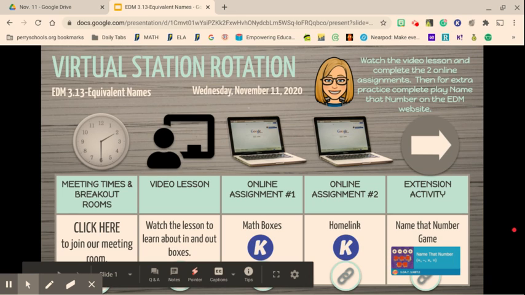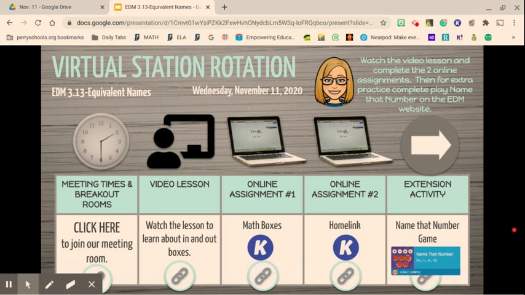Hey guys, so today we're going to be doing our lesson a little bit differently. You will be working on Edpuzzle where you will be watching the video lesson and then answering questions as you go. Today our lesson is about equivalent numbers, and your assignments that you will have to work on are math boxes and HomeLink. Those will be on Kami. And then you will play Name That Number on the Everyday Math website.